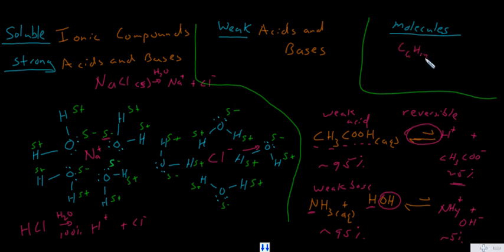Molecules like C6H12O6, these are composed of covalent bonds which do not break easily. That is, they don't break up into separate H plus and anions. So sugars or alcohols like CH3CH2OH, ethanol, these are molecules which don't break up easily, no ions.